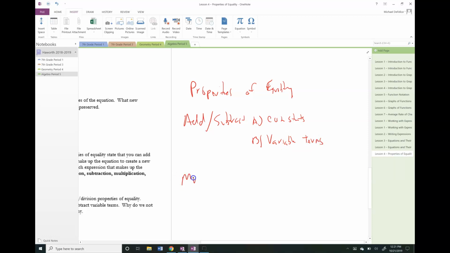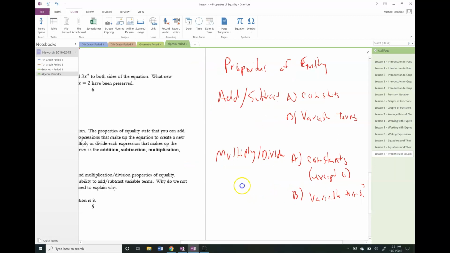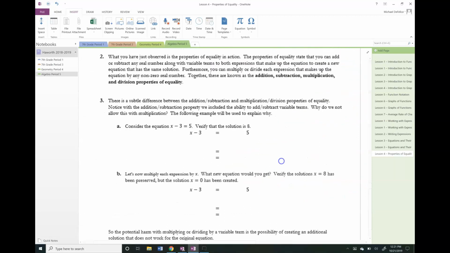When we multiply or divide, we only allow you to do it by constant amounts, except 0. So the question is, why can't we multiply by variable terms? Okay, and that's what exercise 3 is going to show us.